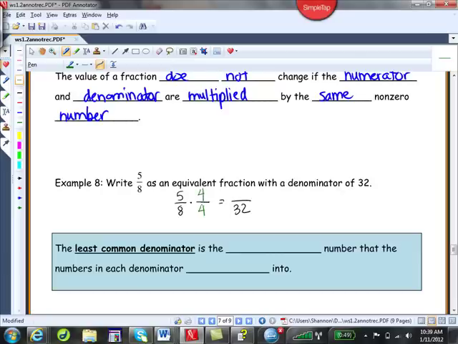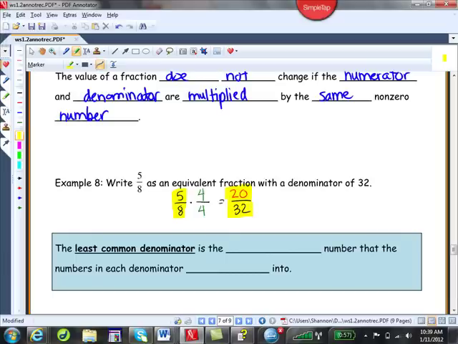It's like we just changed our outfit. We didn't change who the person was. So the number now that's got to go over 32 is 5 times 4, which is 20. So 20 over 32 and 5/8 have the same value. Notice if you reduce 20 32nds, you would get 5/8.